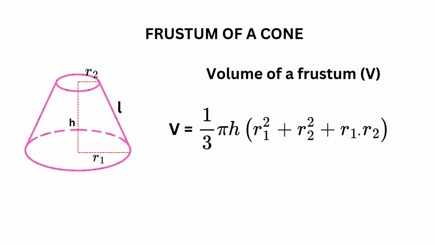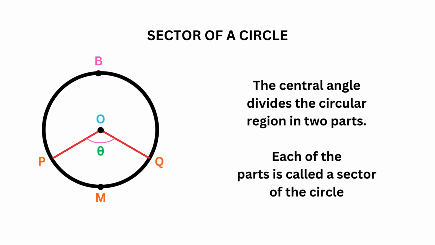Volume of a frustum, V. The formula for the volume is volume, V, equals 1 upon 3 multiplied by pi, multiplied by the height, h. This entire product is then multiplied by the quantity in the bracket, R1 squared plus R2 squared plus R1 multiplied by R2.